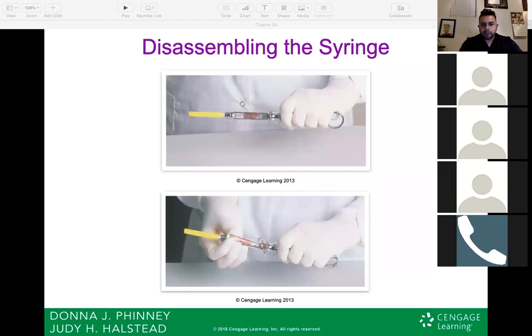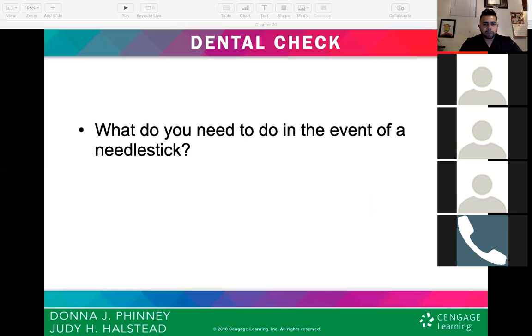When you disassemble the syringe, you want to first retract the piston, which releases the harpoon from the cartridge, and remove the cartridge from the syringe. And then of course, the needle after that.